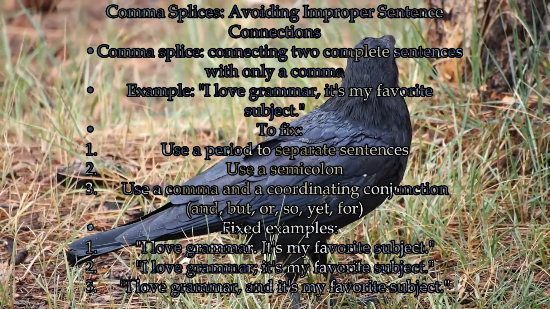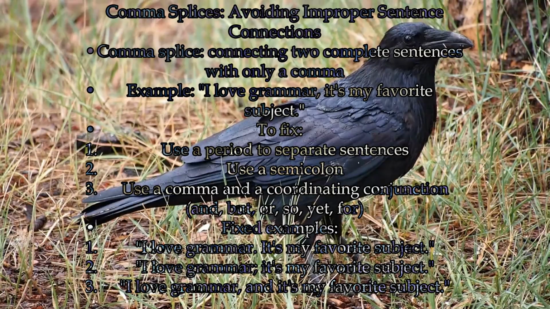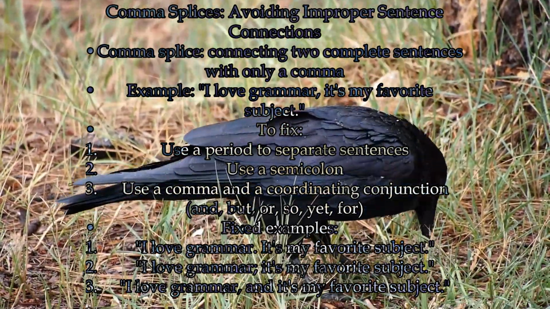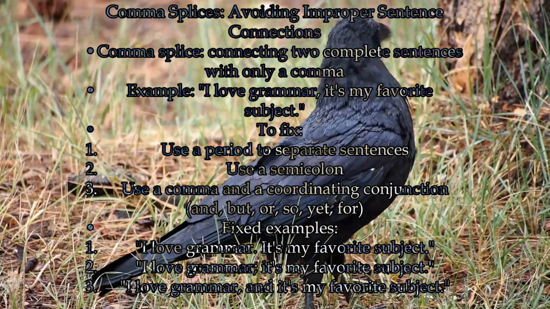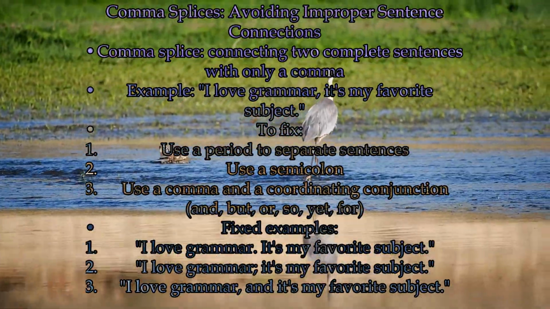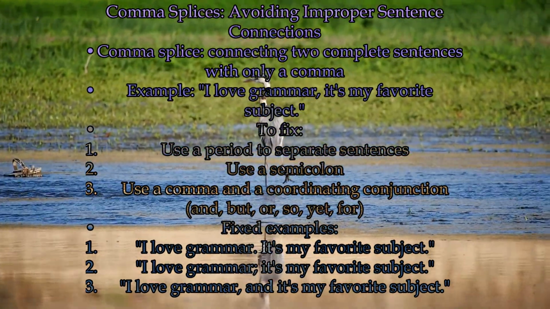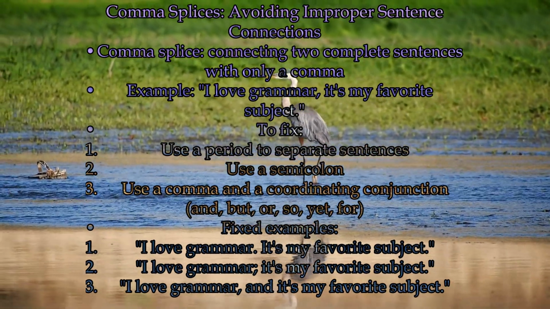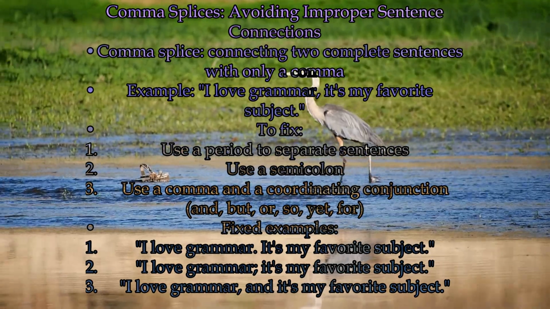Part 1. Comma splices: avoiding improper sentence connections. Picture this. You're building a bridge between two islands, but instead of using sturdy materials, you decide to join the two landmasses with a flimsy piece of string. That's essentially what happens when we create a comma splice. We try to connect two complete sentences, independent clauses, using only a comma, resulting in a weak and unreliable structure.